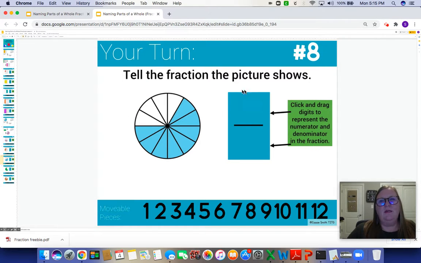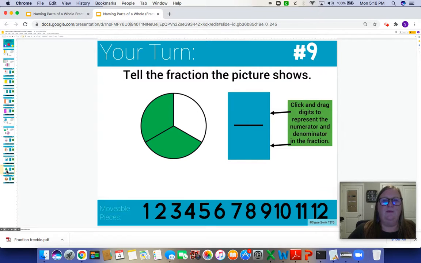The next one, again, the numerator is the top number. It's how many shaded pieces there are. 1, 2, 3, 4, 5, 6, 7, 8. Then I remember that number and keep going. 9, 10, 11, 12. Because we already knew there were 8 colored pieces. 12 is the denominator. It tells us how many total equal parts there are.